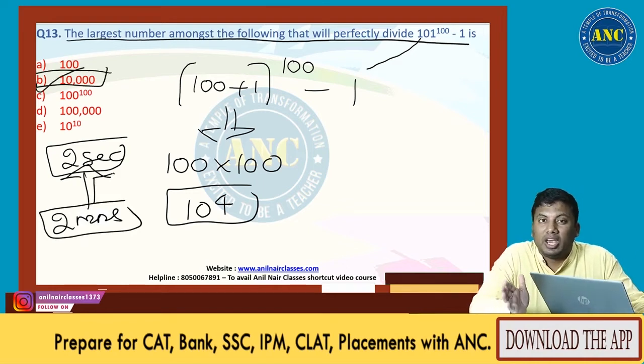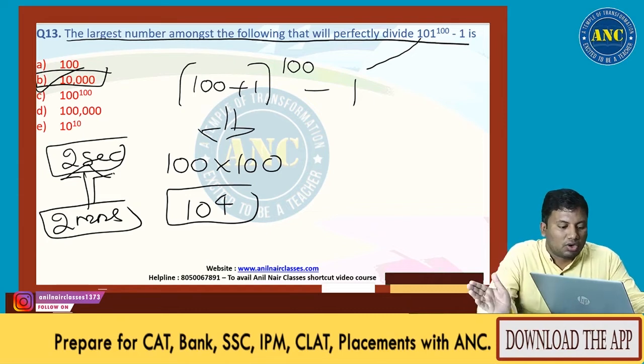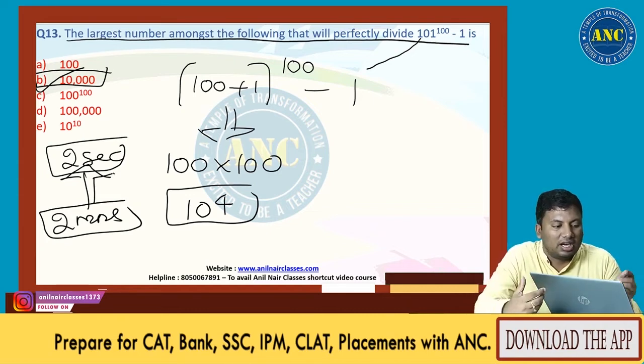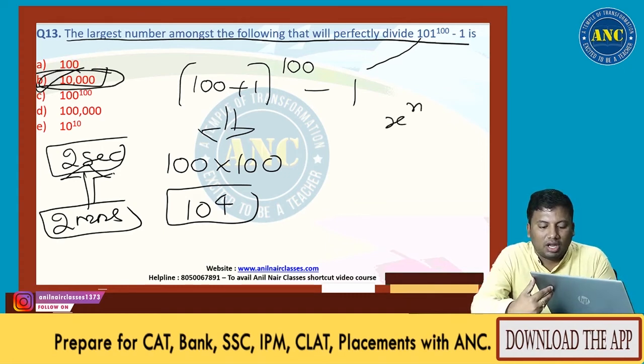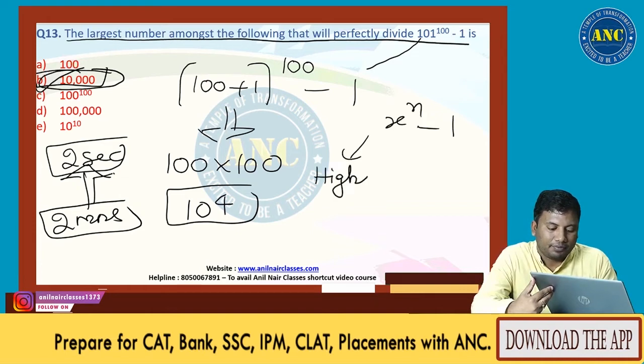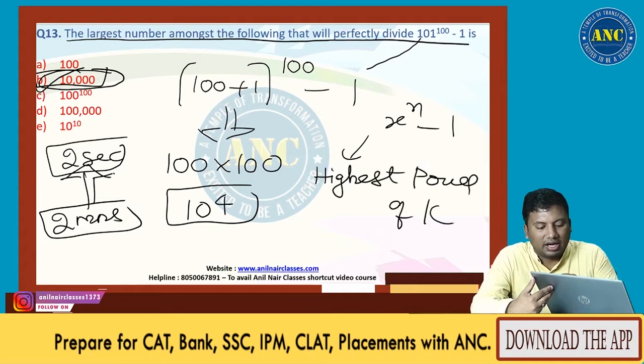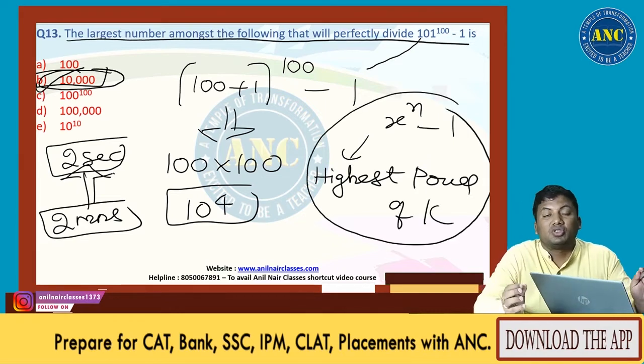The idea is to make you solve the toughest questions in seconds by teaching you the concepts and the proof behind the concept. Question number 13. I hope it is clear. Anything of this model, x power n minus 1, highest power of k, can be solved easily. Just by looking at the question itself you will get the answer.